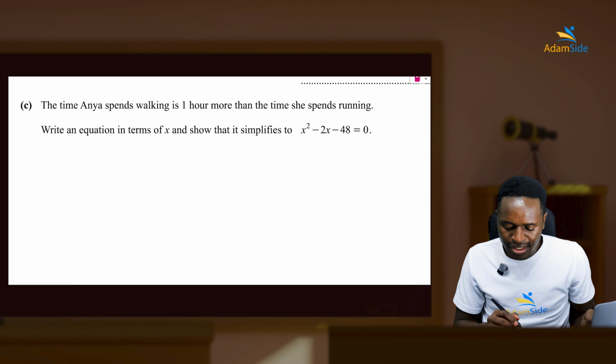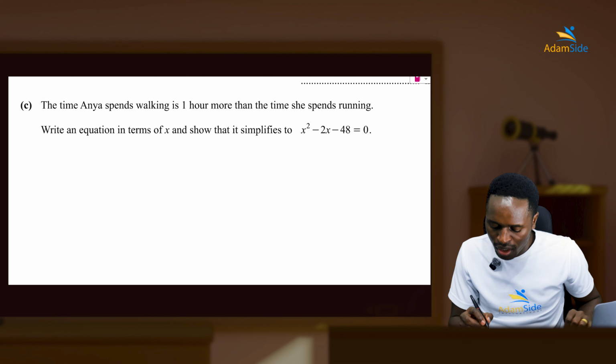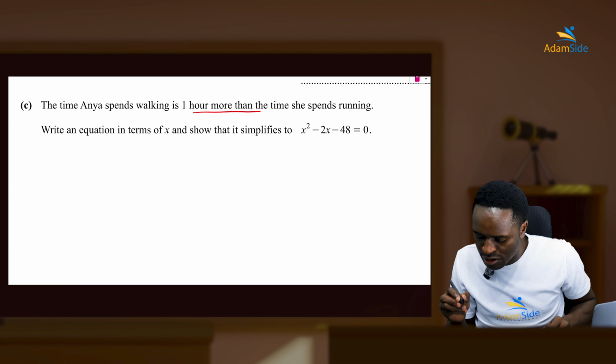Then C, the time Anya spends walking is 1 hour more than the time she spends running.